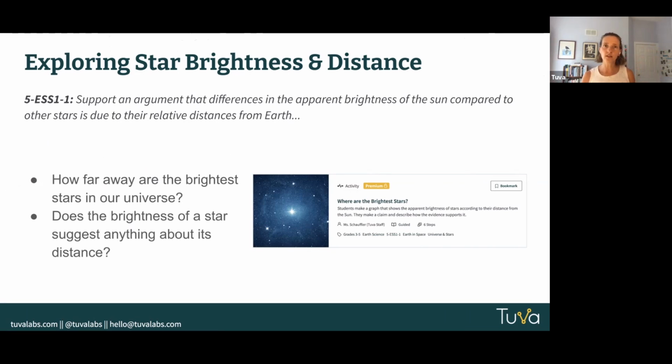So in order to make that comparison, we need to have a better understanding of what's going on with other stars and how their brightness, that apparent brightness, differs or relates to their distance from us. And we can use a data set of lots of other stars to give us a sense of what's going on with other stars. So we can ask questions like, how far away are the brightest stars in our universe? Does the brightness of a star suggest anything about its distance?